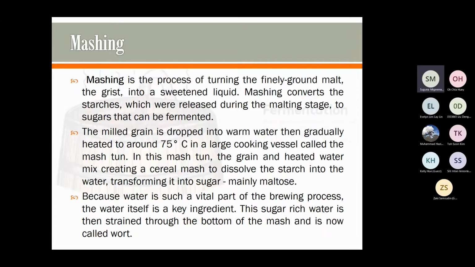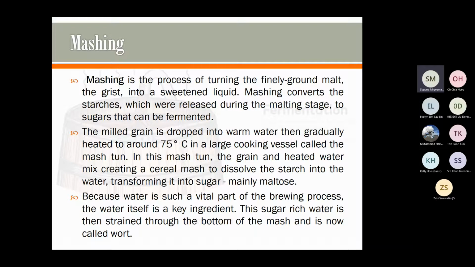Okay, so it comes to the mashing process. This is the process of turning the finely ground malt, the grist, into a sweetened liquid. So mashing converts the starch released during the malting stage into sugar that can be fermented. So sugar is formed, and the milled grain is dropped into warm water. Gradually it will go through a heating process.